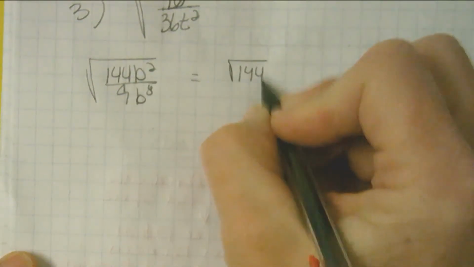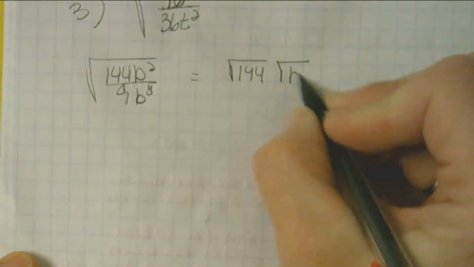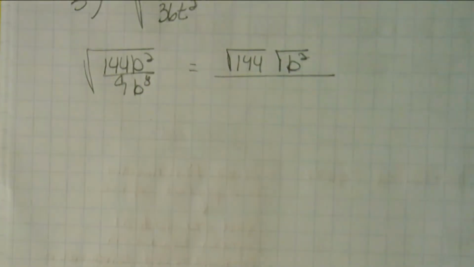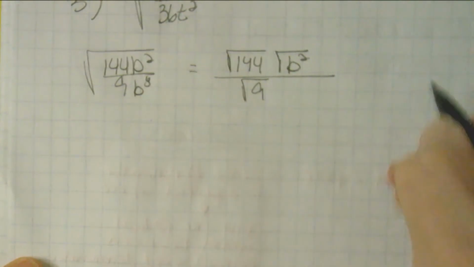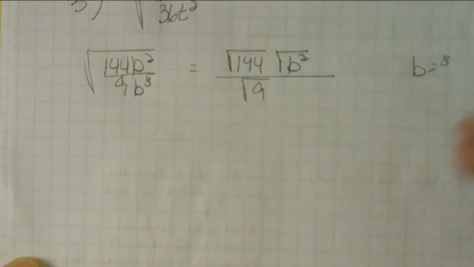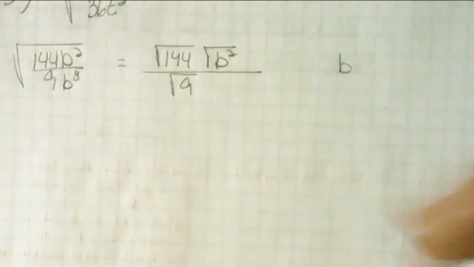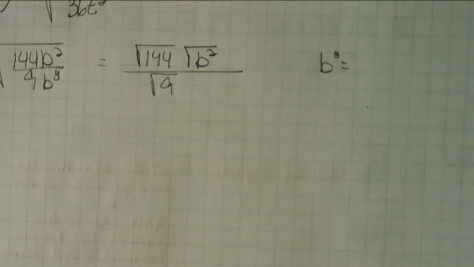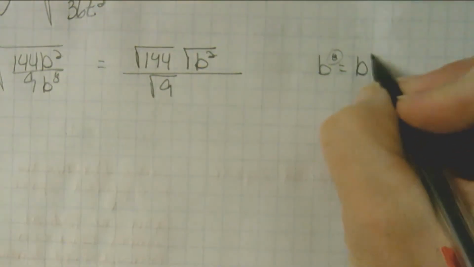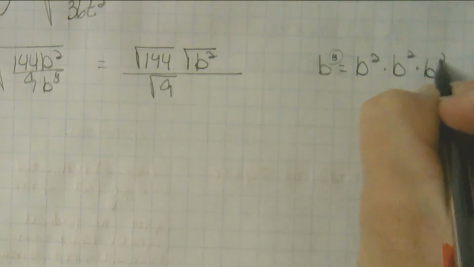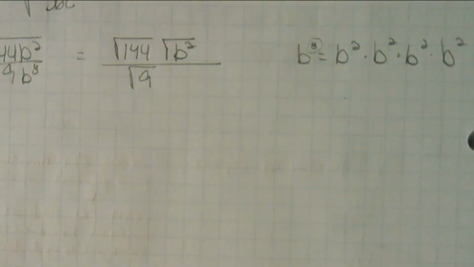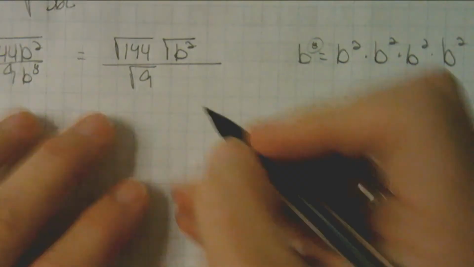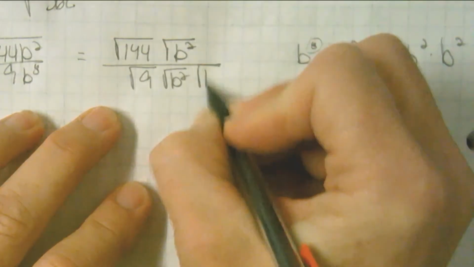I have the square root of 144 times the square root of b squared in my numerator. I have the square root of 9 in my denominator. Now the reason I can break b to the 8th up is because I have an even number of b squareds. If that was a 9, this is a different type of problem. That's what we're going to be doing tomorrow. But since that's an even exponent, I know that I'm going to have a bunch of b squareds. So I have the square root of 9 times the square root of b squared 4 times.